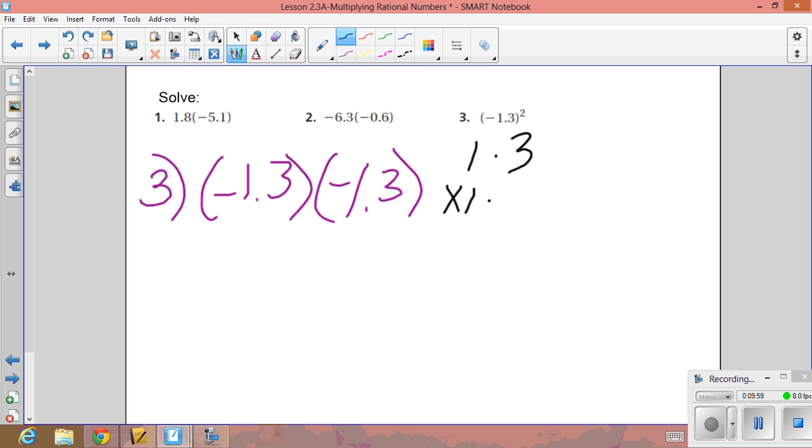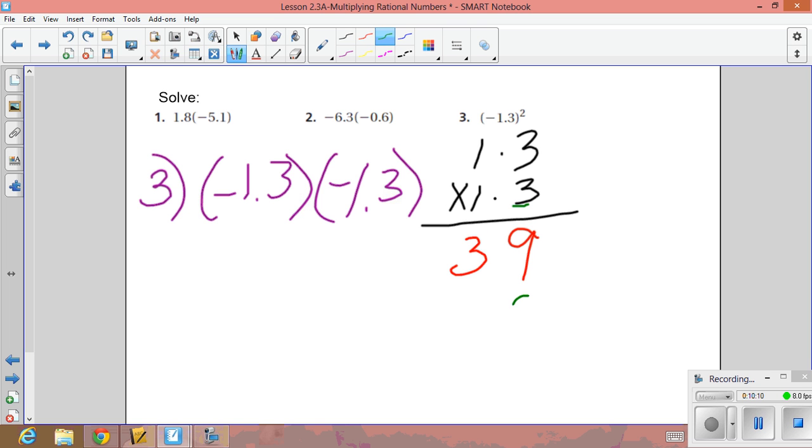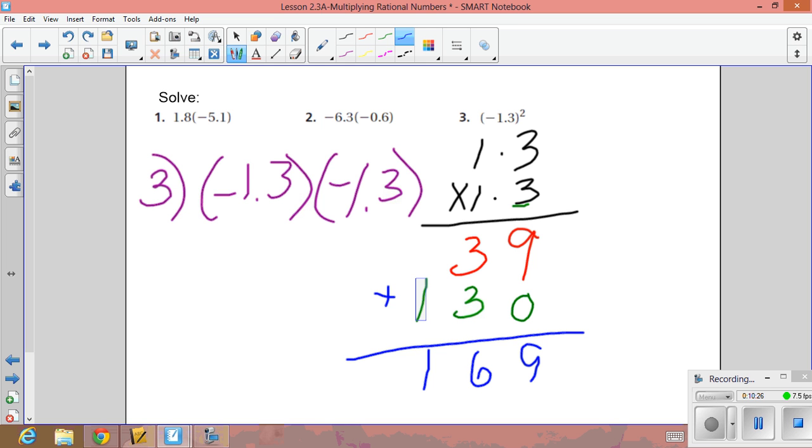1.3 times 1.3. 3 times 3 is 9. 3 times 1 is 3. We're done with this first digit 3, so we can put a 0 here. Now we go to the 1. 1 times 3 is 3. 1 times 1 is 1. Now we add. 9 plus 0 is 9. 3 plus 3 is 6. 1 plus nothing is 1.